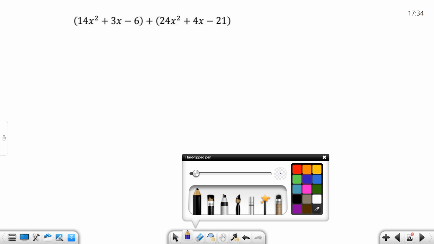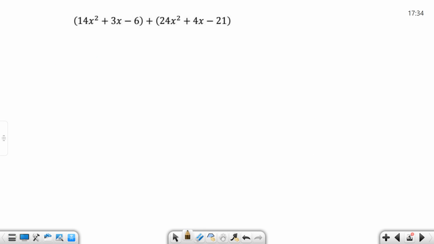So then here we have 14x squared plus 3x minus 6 plus 24x squared plus 4x minus 21. So we have a trinomial plus a trinomial. Are these two trinomials built the same? Yes. We have x squared, x, and a number. X squared, x, and a number. Okay? So we have two things that are built the same way.